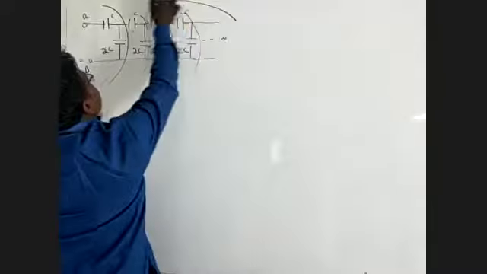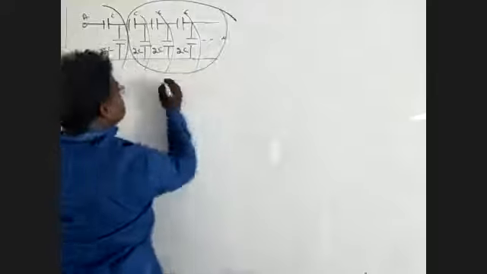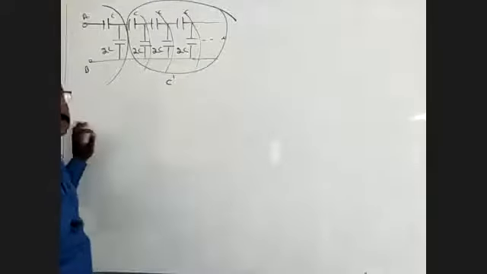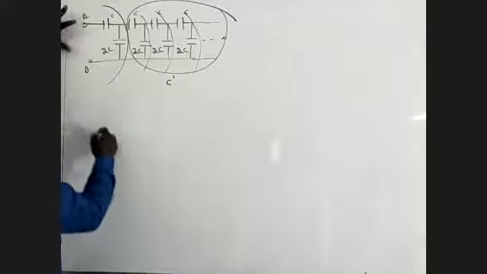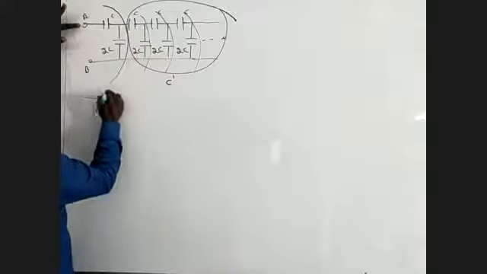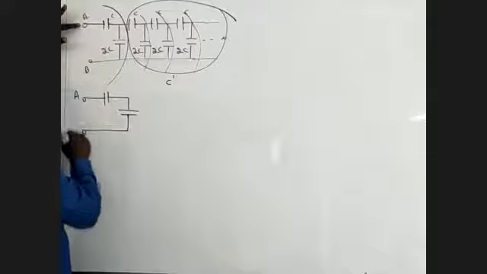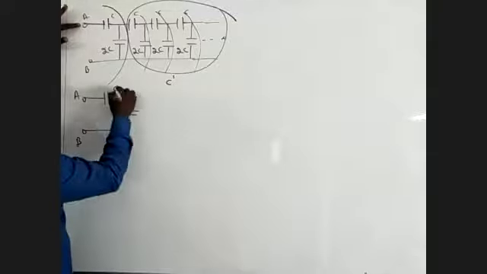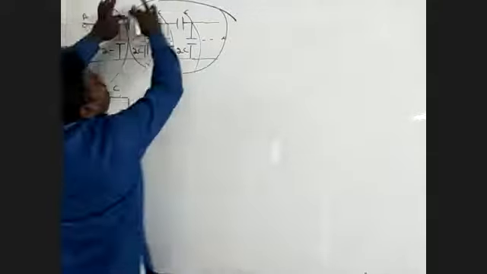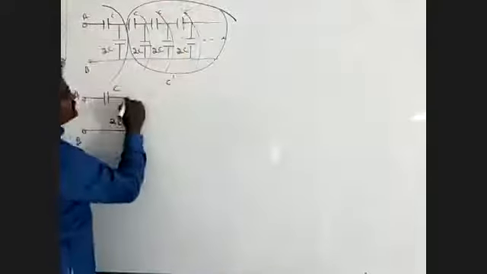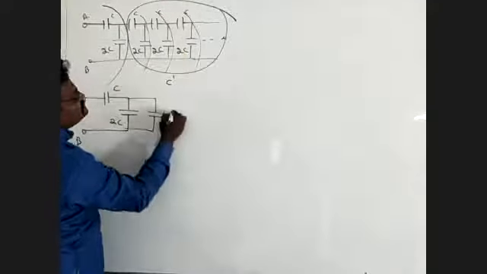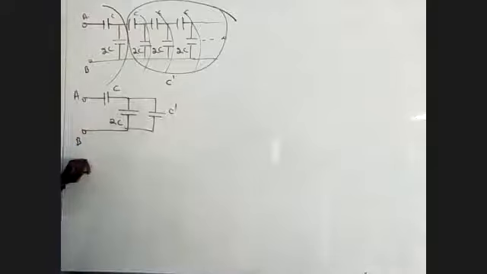This entire part I'm taking as the C' value. This is a C capacitor, this is a 2C capacitor, this is the A point, this is the B point. This is C, this is 2C. This entire part is taken as one capacitor, and that value is C'.